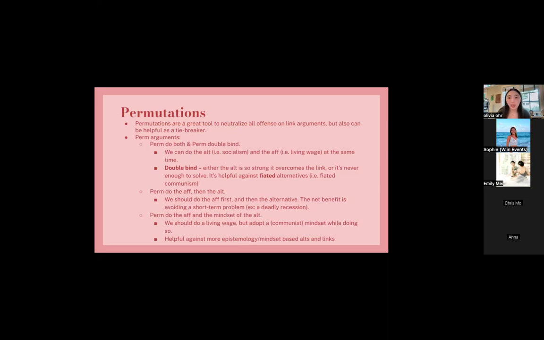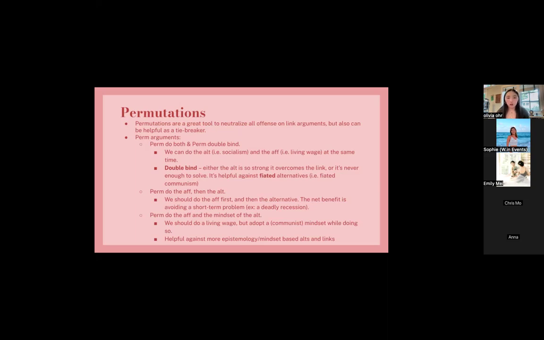So this is incredibly helpful against fiated alternatives. I.e., if they fiat a communist revolution, then obviously just doing a living wage in one instance wouldn't seem to get rid of all the solvency for the alternative, if the alternative already fiats through all these problems like transition wars or transition problems to begin with.